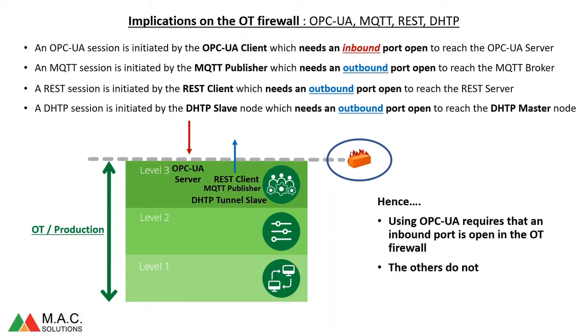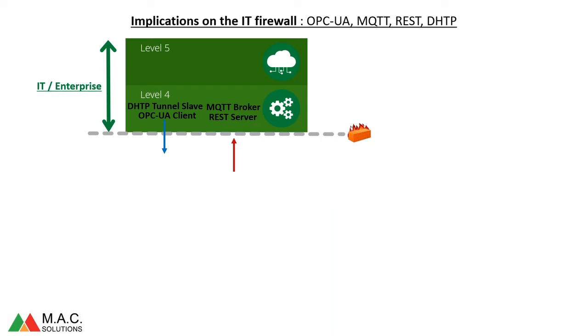Hence, OPC UA is the only protocol from the OT side where you need an inbound port. But as we looked at before, OPC UA uses public-private key encryption in both directions, so it's very secure. Let's look at the same protocols from the perspective of the IT firewall.